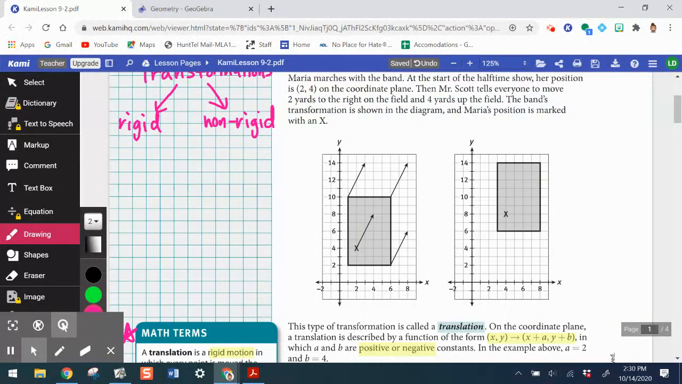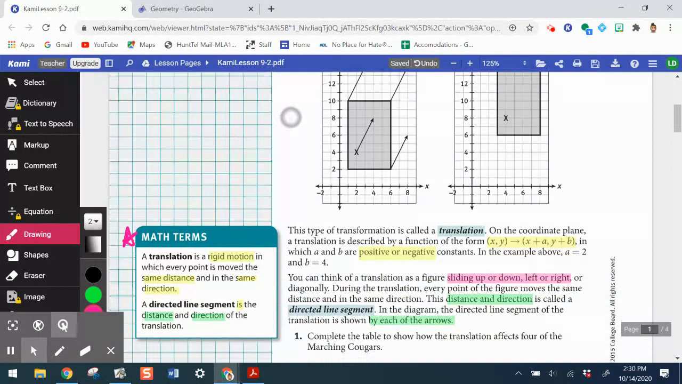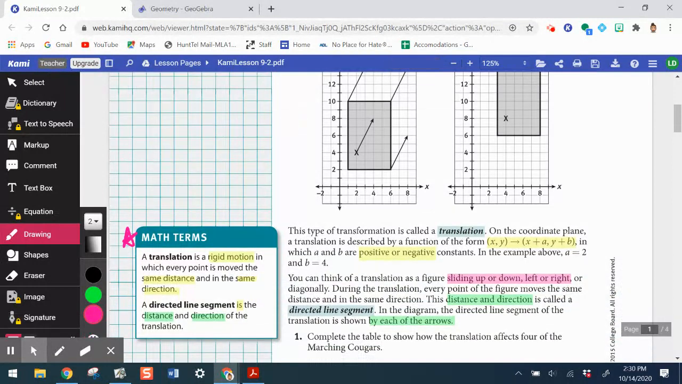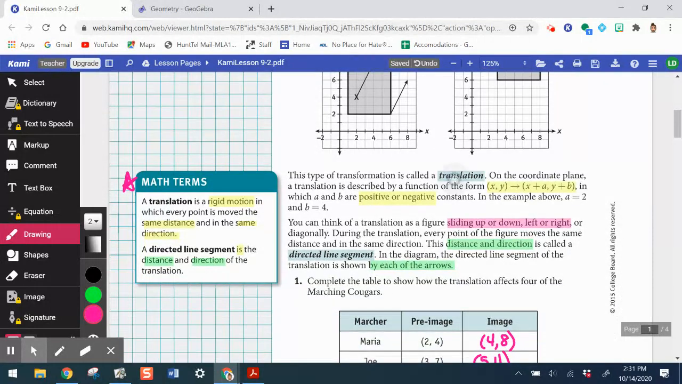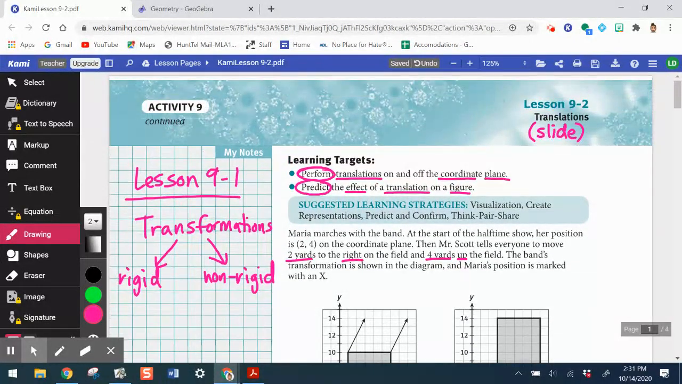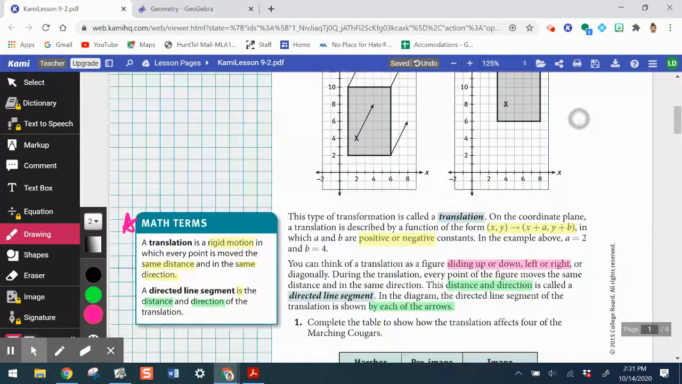So hopefully you took a second to read through the text. We see the marching band is doing something unique here. And so we're learning that our first transformation, called the translation, is actually a rigid motion. Notice the marching band in this diagram. After the transformation, it's still the same size and shape. All they did was literally move 2 yards to the right on the field and 4 yards up the field. And by its definition, a translation as a figure really just slides it up or down, left or right. That's why I mentioned back that you possibly learned this as a slide back in middle school.